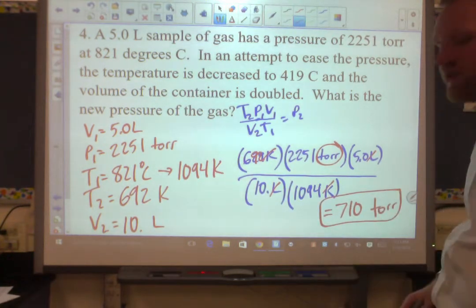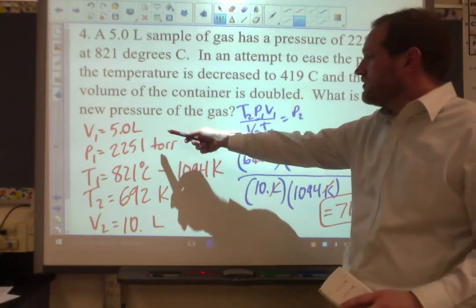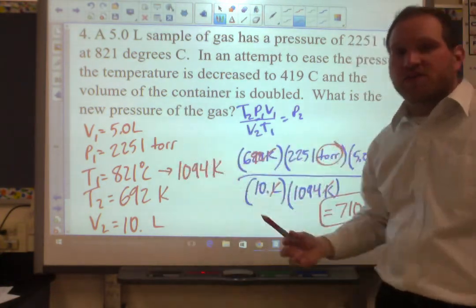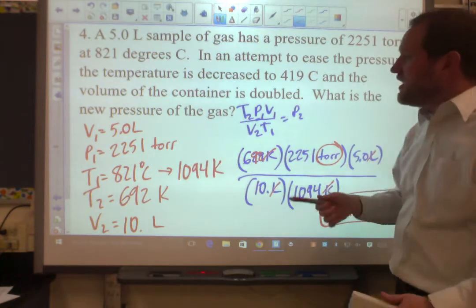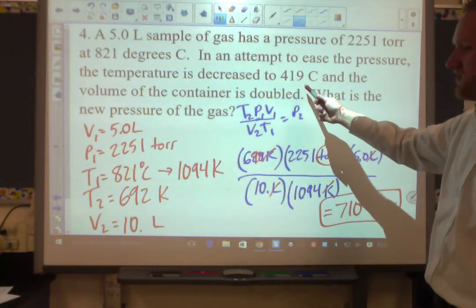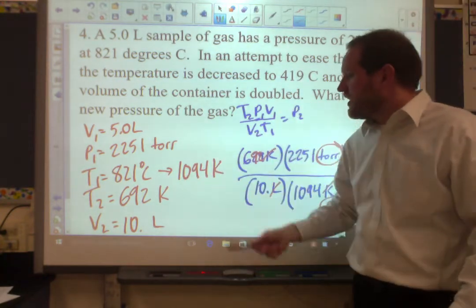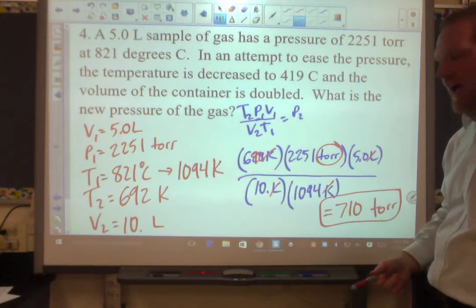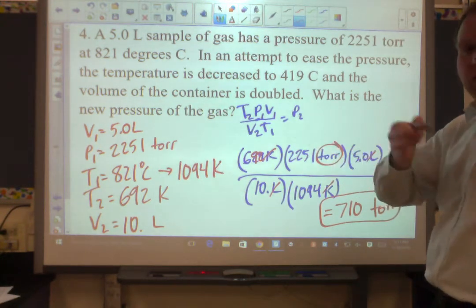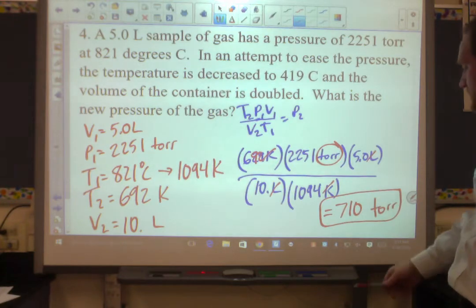Now it's always worth taking a second. Does that make sense? I think it does, because notice my volume doubled, which means the pressure should go down by half, and my temperature went from 821 to 419, which is not quite half, but it's close. So it went down by about another half. So down by half and down by another half, it's about 4 times down, and we're close. So yes, this makes sense.